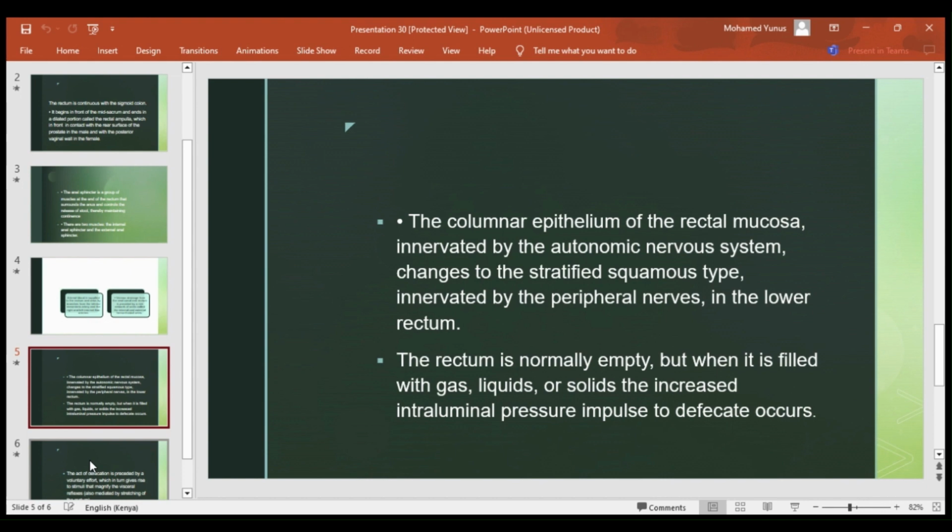When it changes to stratified squamous, we find that it's innervated by the peripheral nerves in the lower rectum. And we find that the rectum is normally empty, but when it's filled with gas, liquid, or solid, the increase of intraluminal pressure impels defecation. It brings the urge to defecate.